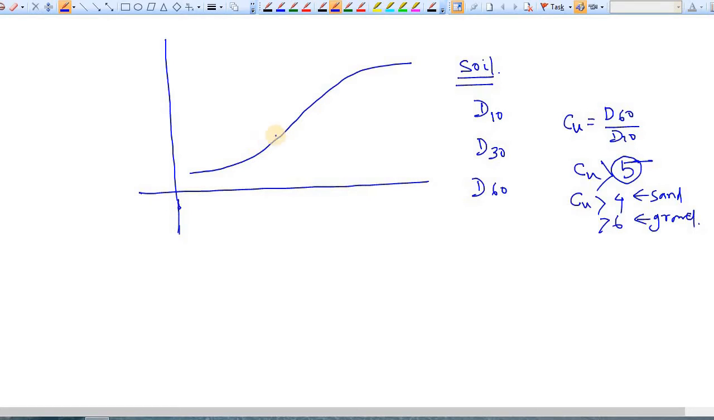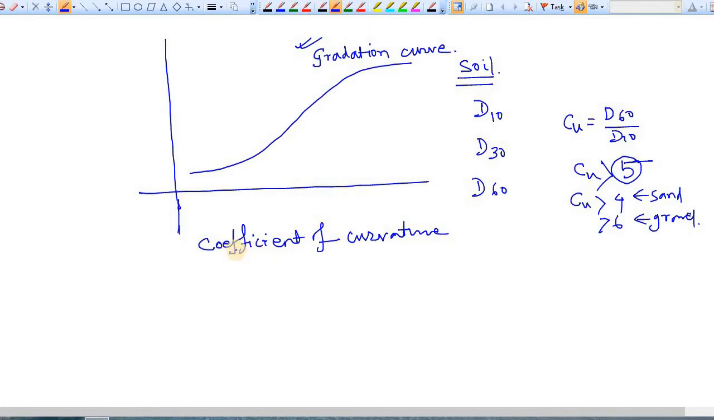Well, there is one more parameter or one more characteristic of this gradation curve. This curve is known as your gradation curve. That is known as your coefficient of curvature. Okay, this is another characteristic of this gradation curve. And how do we measure this coefficient of curvature? This is measured by D30 squared divided by D10 times D60.